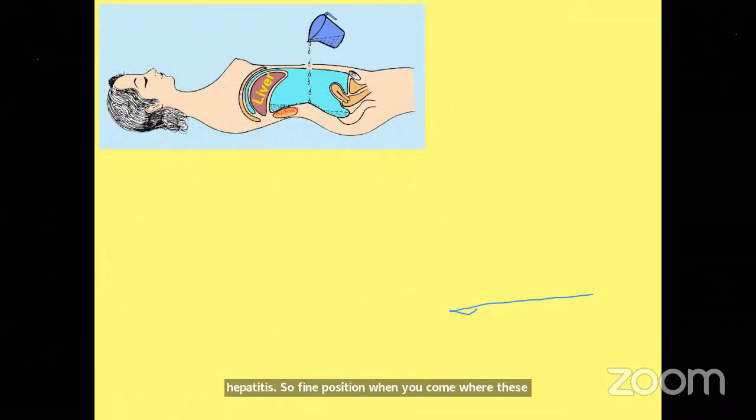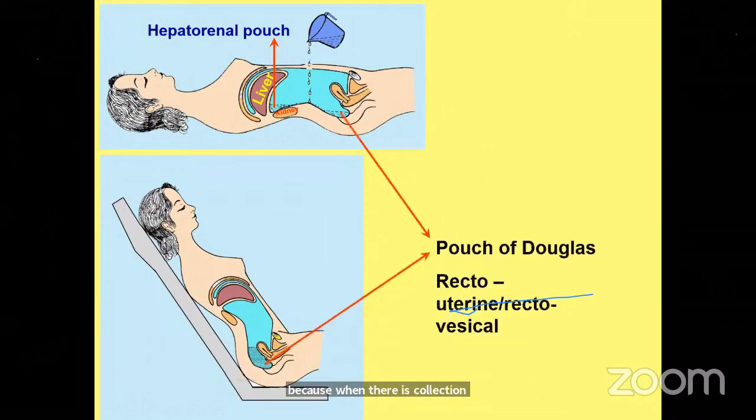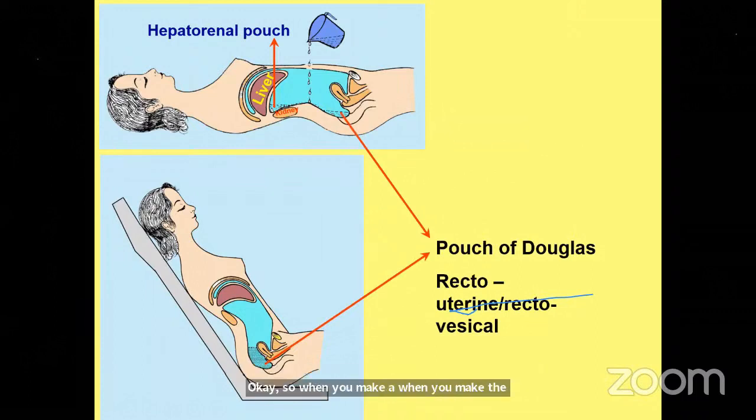So in supine position, when you compare these, it is the hepatorenal pouch of Morrison. That's the reason why hepatorenal means between the liver and the kidney. And that is the reason why you make the person sit in a slanting position, especially soon after surgeries, when you expect a fluid collection. Why? Because when there is collection here, it might irritate the diaphragm. So when you make the person sit up, then the most dependent position will be the pouch of Douglas, otherwise the rectouterine or rectovesical pouch. Rectouterine in case of females and rectovesical pouch in case of males.